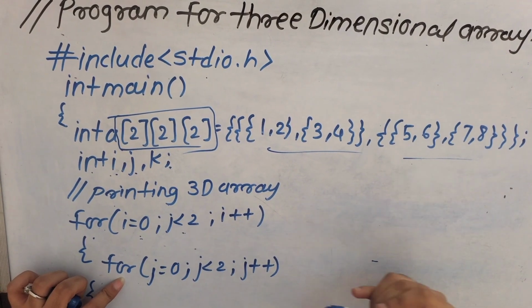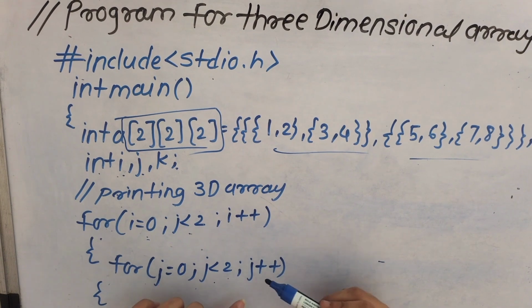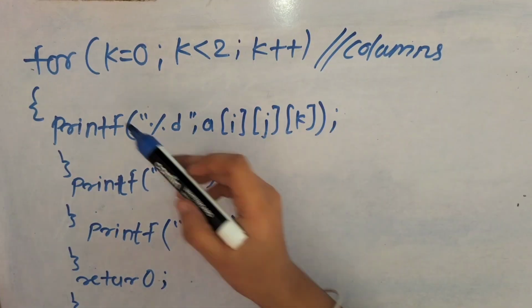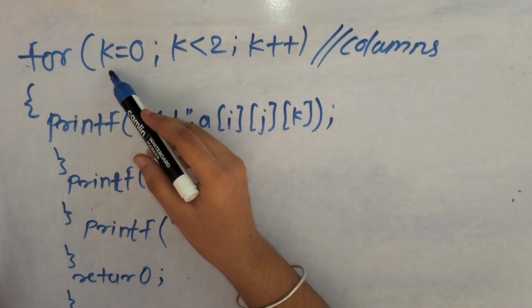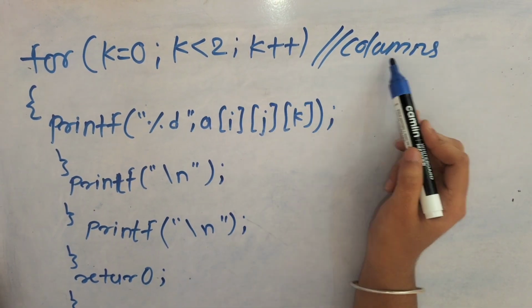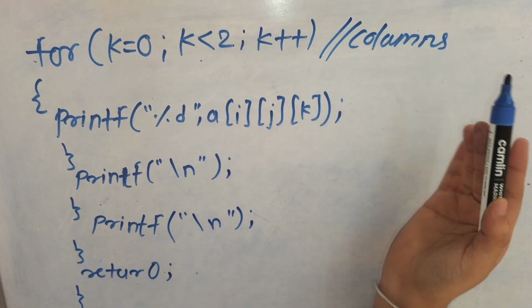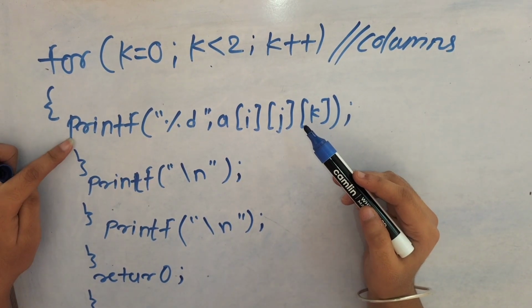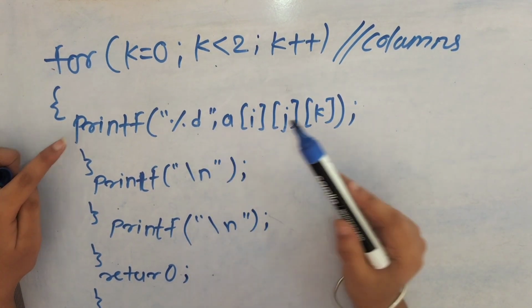Now again we use a for loop. j is equal to 0, j less than 2, j plus plus. Again curly brackets open. Again we use a for loop because this is a 3D array. So k, this is used for the column. k is equal to 0, k less than 2, k plus plus. Again we open curly bracket, printf. We use percentage d.